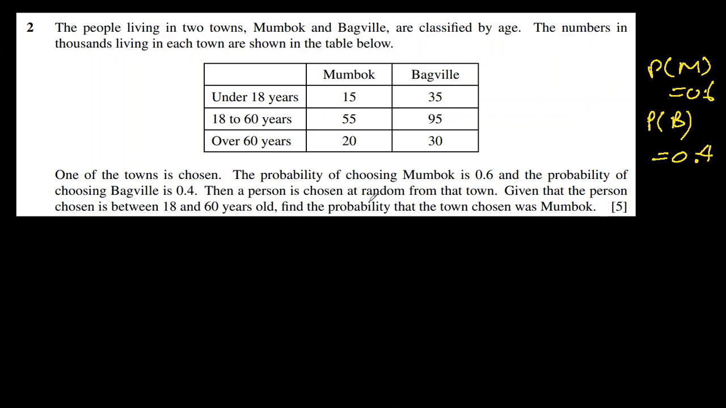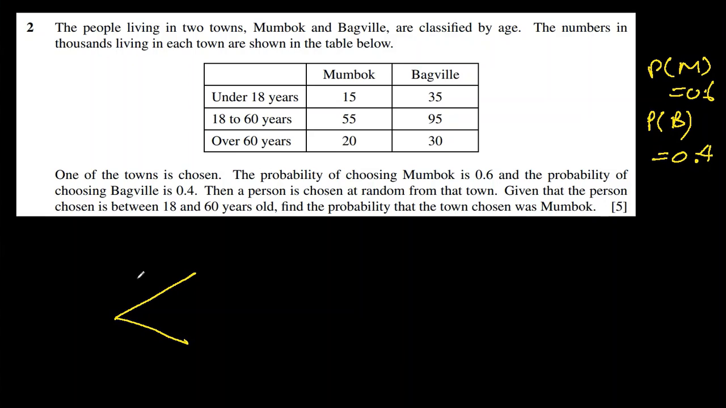Then a person is chosen at random from that town, whichever was chosen. Given that the person is chosen between 18 and 60, that means from this particular row, find the probability that the town chosen was Mumbok. Whenever there is a conditional probability question, try to make a tree diagram, as that will make it easy to understand.